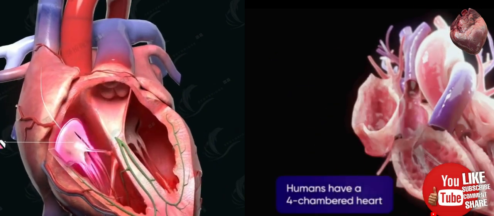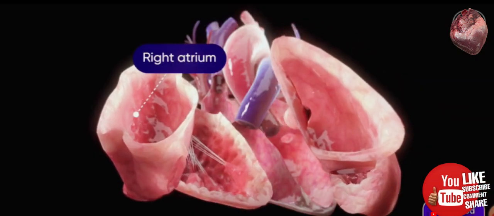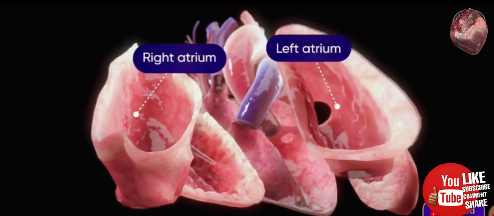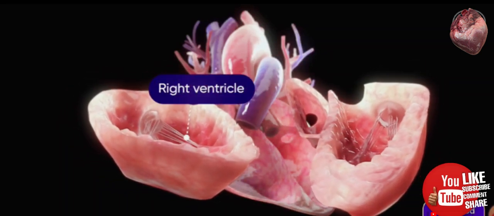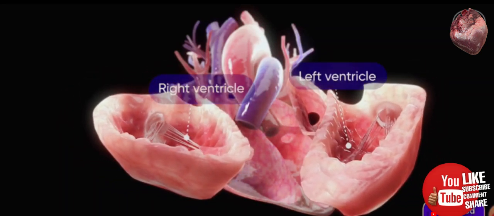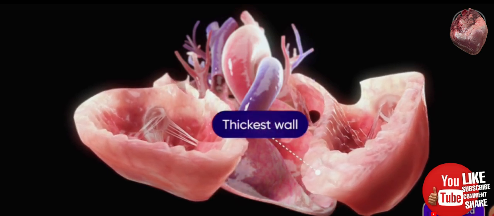Internally, the heart has 4 chambers. The upper 2 chambers are right and left atria, while the lower 2 chambers are called right and left ventricles. The wall of the left ventricle is the thickest.